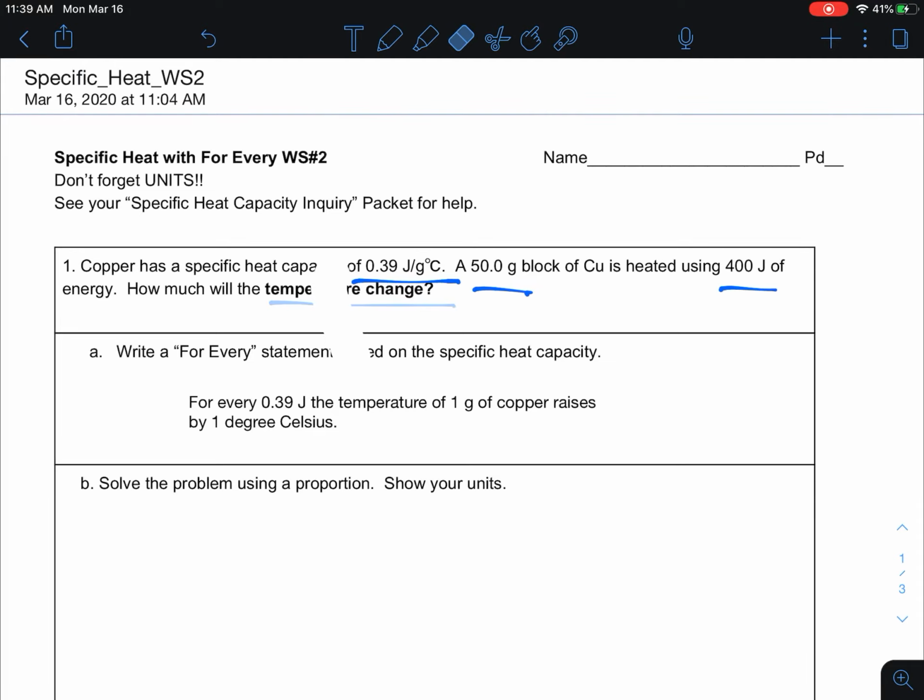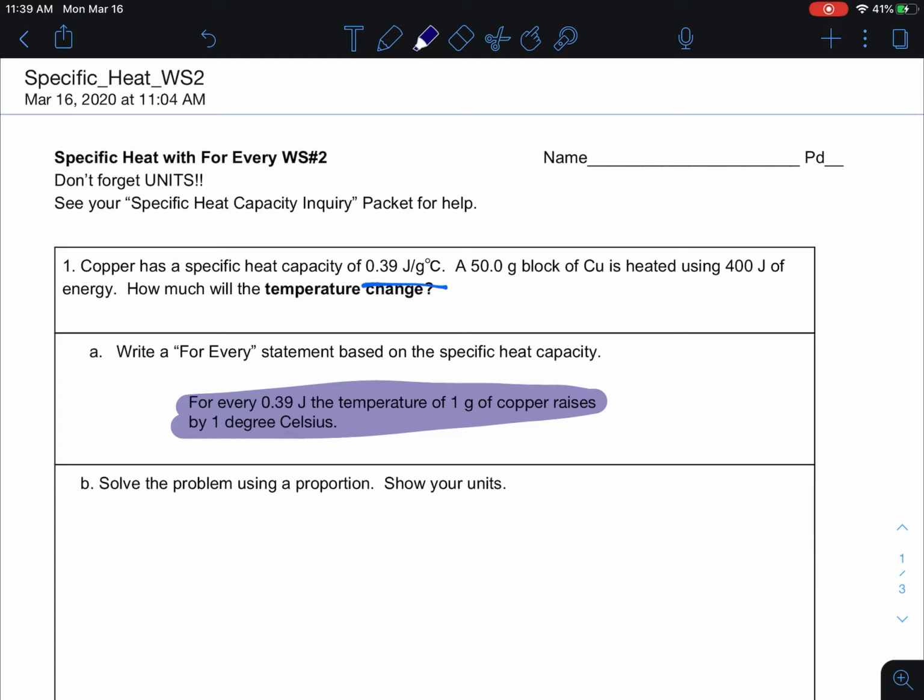Well, the first thing they ask you to do is remind you what heat capacity is. So this number specifically means that it takes 0.39 joules of energy to raise 1 gram of copper up 1 degree Celsius. I went ahead and I wrote this right here. So you guys can copy that onto your assignment as well.